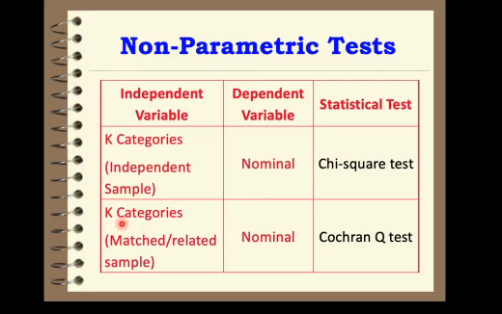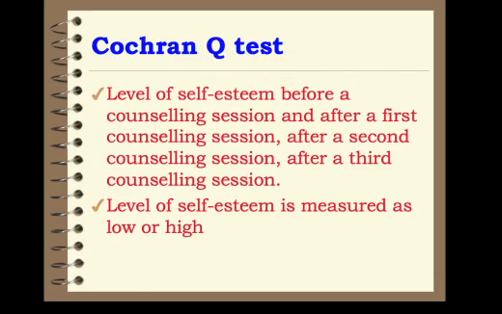Now, if we have k categories but they are matched or related, meaning you are talking of the same set of participants but you measure them more than twice. So k categories, more than 2 categories, and then the dependent variable is nominal. The statistical test to use is a Cochran Q test. We'll give an example of a Cochran Q test. Level of self-esteem before a counseling session.